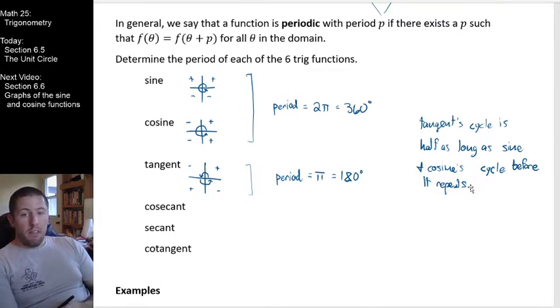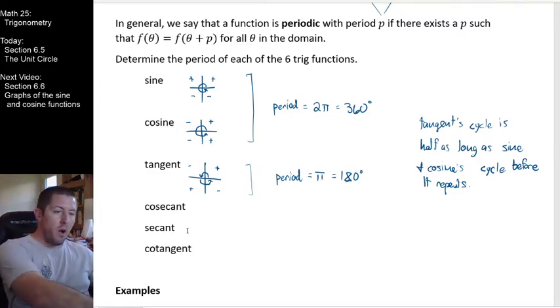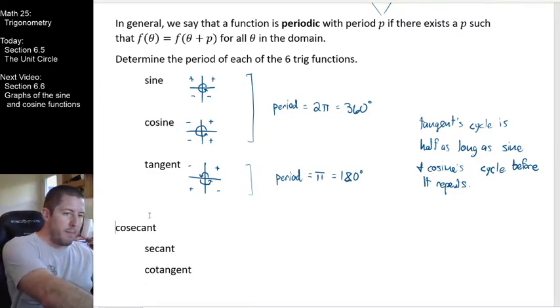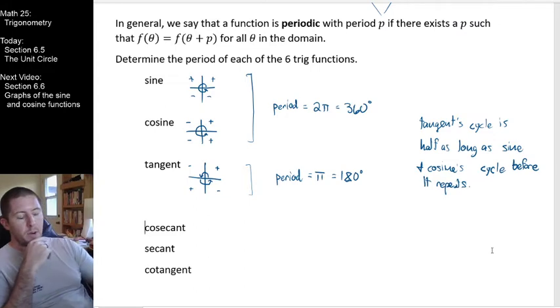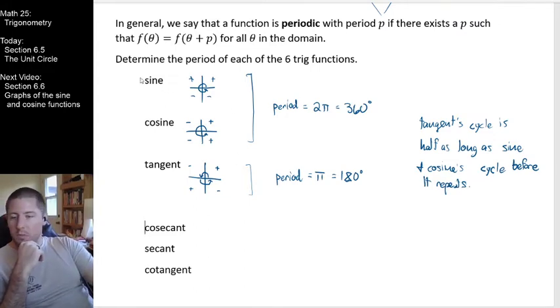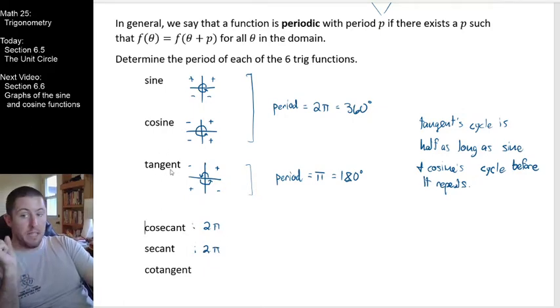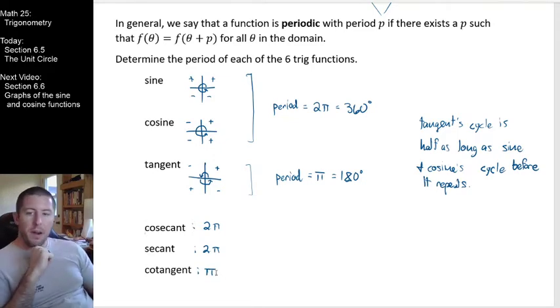All right. So that's kind of the biggest takeaway right there. I'm hopeful that you are down with the fact that all of our cosecant, secant, cotangent information we just steal from their reciprocal partners. Since sine repeats every 2 pi, cosecant will repeat every 2 pi. Since cosine repeats every 2 pi, secant will repeat every 2 pi. Since tangent repeats every 1 pi, cotangent's going to repeat every 1 pi as well. We just snagged that information from that guy.